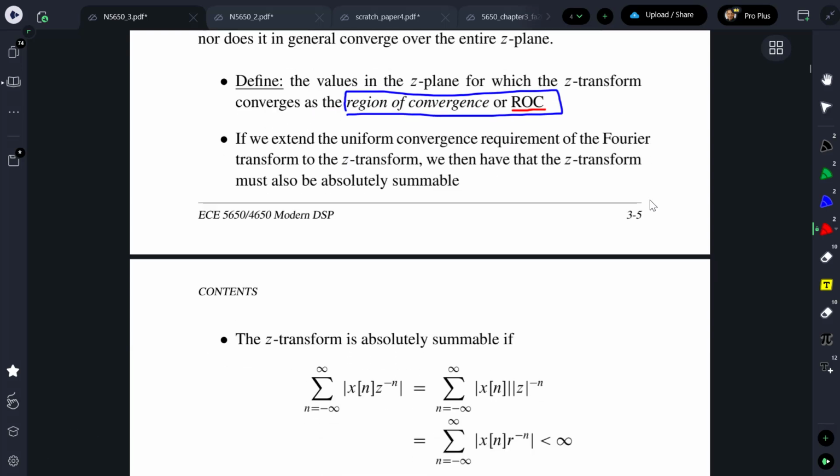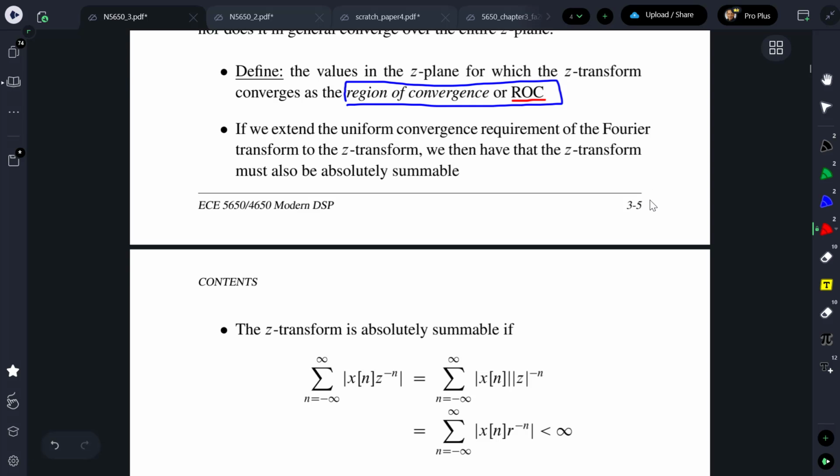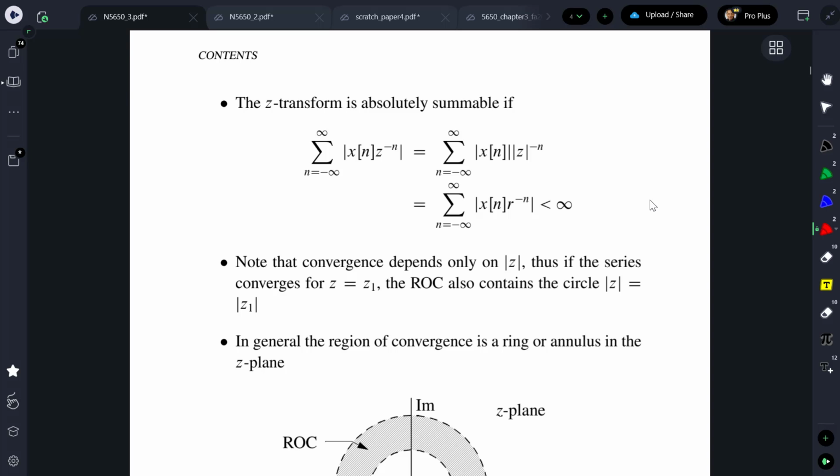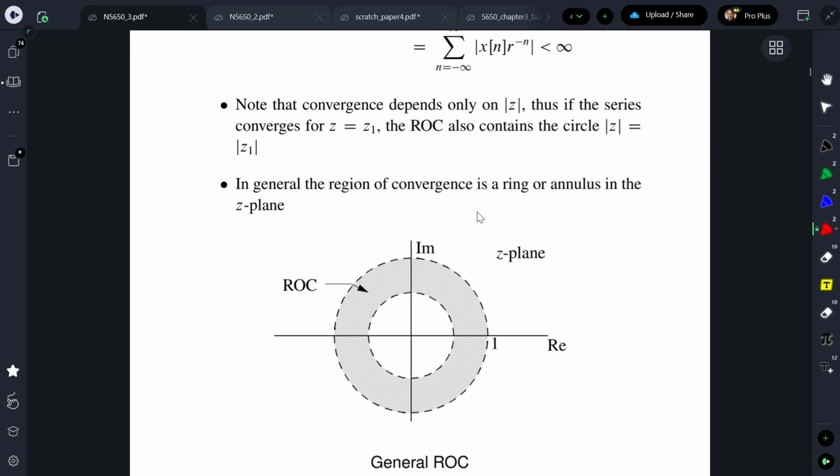So if we extend the uniform convergence requirement of the Fourier transform to the Z transform, then that's saying that we have to be absolutely summable over that region of the Z-plane, and that will establish the region of convergence. Absolute summability just says we're going to take the absolute value of the argument of the sum in the definition, and when we factor that through, we see that the magnitude of z just becomes r to the minus n, and then we have the absolute value of the signal as well. A general property of the region of convergence is that it will be some annular region. There's a whole table in the notes here and in the book about the properties of the ROC, because you learn a lot about a sequence from its region of convergence.